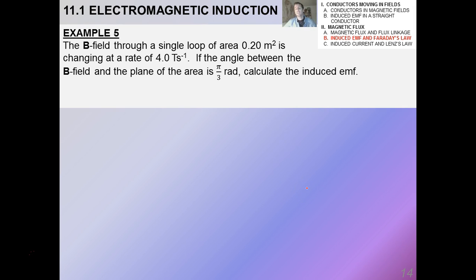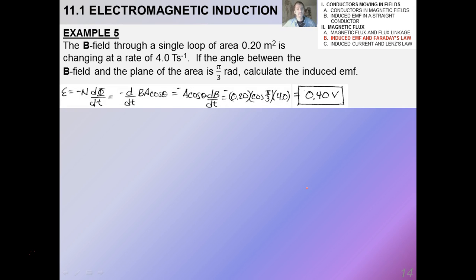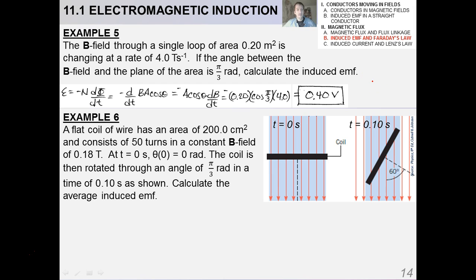Now we're changing the angle, so I would use this version of Faraday's law. Actually, we're not changing the angle. The angle is constant, and we're changing the B field. So that would be dB by dt. We know the rate at which it's changing. I get 0.4 volts here. Okay, all right.